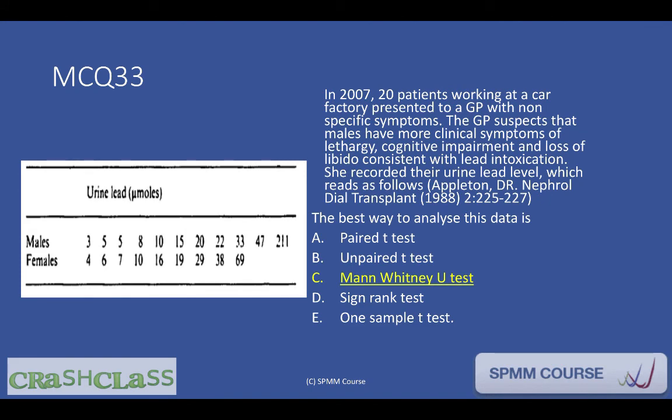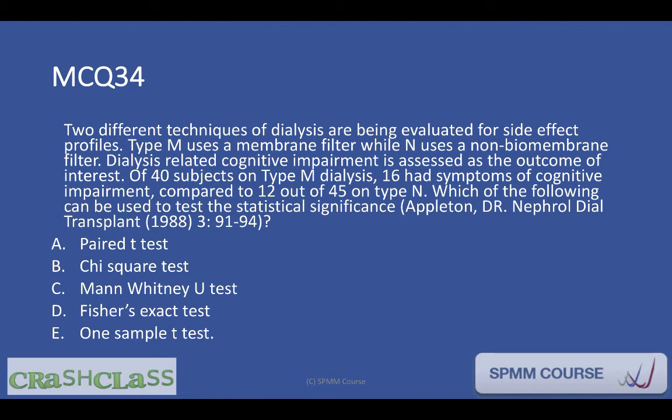Mann-Whitney U-test. 2 different techniques of dialysis are being evaluated for side effect profiles. Type M uses a membrane filter, while N uses a non-biomembrane filter. Dialysis-related cognitive impairment is assessed as the outcome of interest. Of 40 subjects in the M group, 16 had symptoms of cognitive impairment compared to 12 out of 45 on type N. So now you are counting people, you are putting people into boxes. Cognitive impairment present or absent.